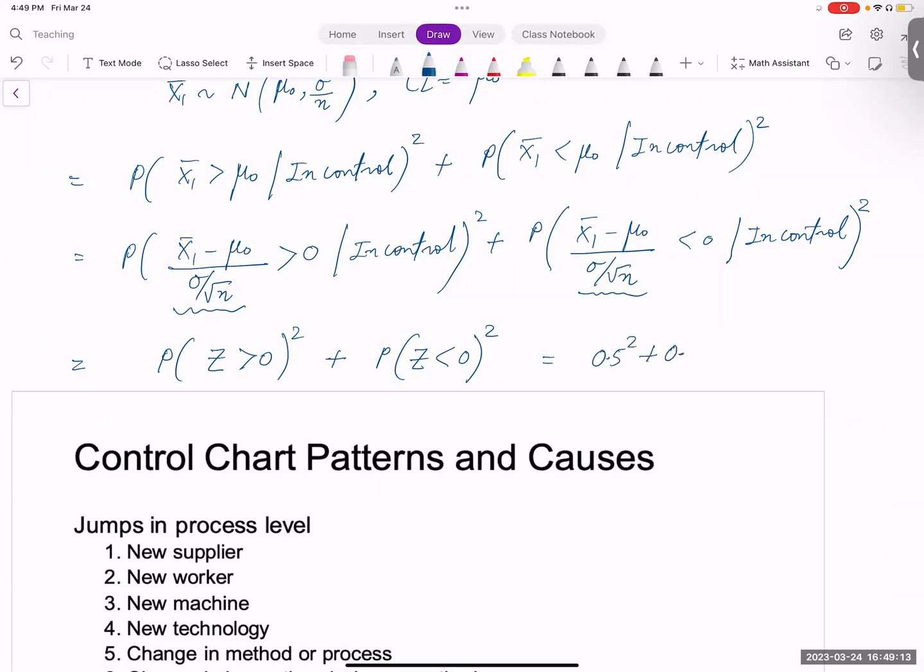This should be intuitive because we are really just asking, if you think about a standard normal, which is a symmetric distribution, the probability that z is greater than 0, which is 0.5, and the probability that z is less than 0, which is also 0.5. So if you add these two things together, you get the final answer as 0.5.